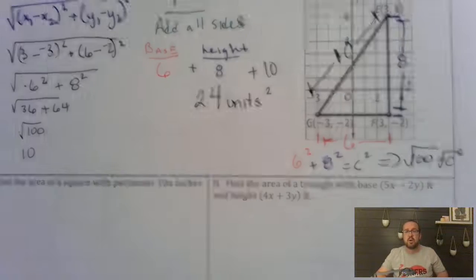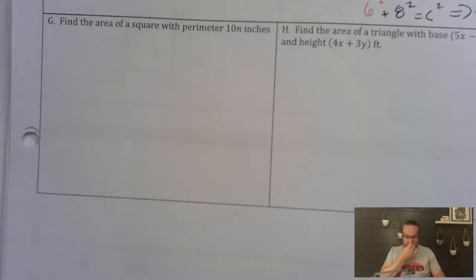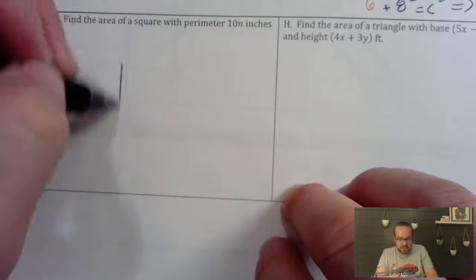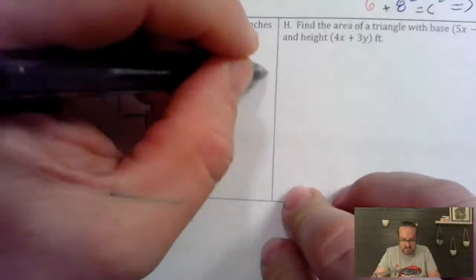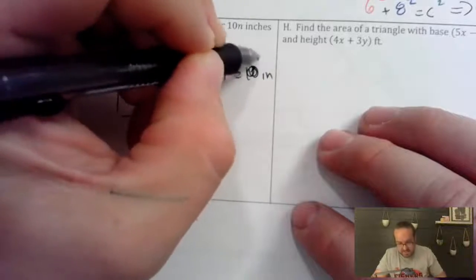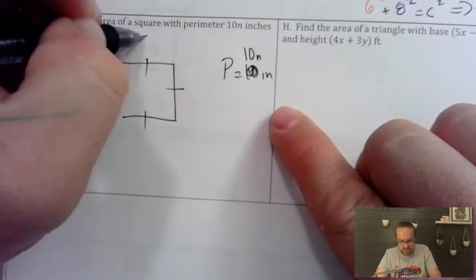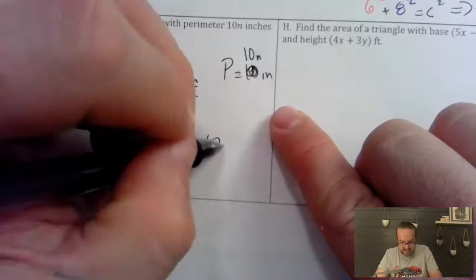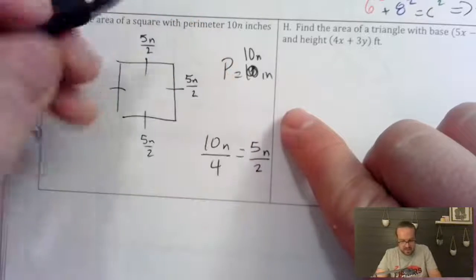All right? A couple more things to look at. It says find the area of a square with a perimeter of 10 in. Okay? So again, maybe a sketch is helpful here. I need to find the area of a square when my perimeter is 10 in, inches is what it said. 10 in inches. All right? So that means we're just dividing it by 4. So this is going to be 5n over 2, 5n over 2, and 5n over 2, right? I'm just taking 10n, dividing it by 4. That means that each side is 5n over 2.